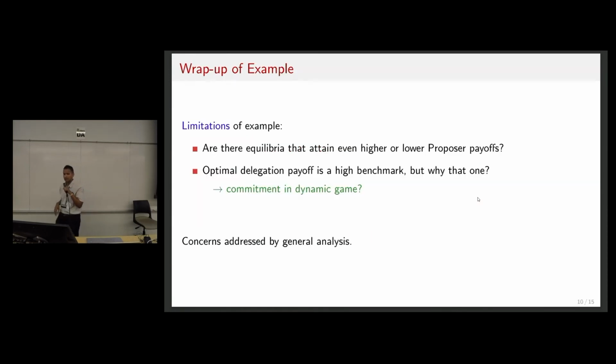I've shown you that there's this thing called leapfrogging, with which the proposer is able to attain high payoffs that goes contrary to the standard Coasian logic. There may be two concerns you have about this example, or two concerns we had. One concern would be, is this necessarily the best equilibrium? Could the proposer do even better? And you might ask, why is this optimal delegation payoff the right benchmark? Is this indeed the optimal mechanism among all stochastic mechanisms? Both of these concerns are things we address by the general analysis.